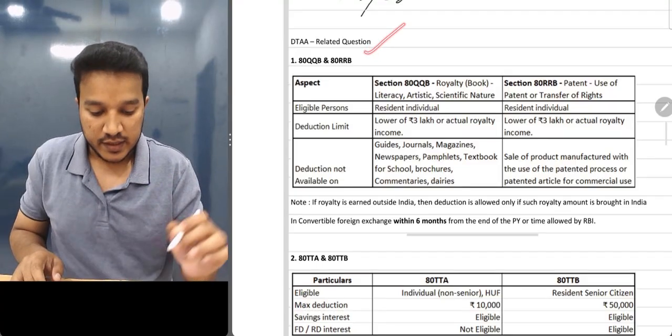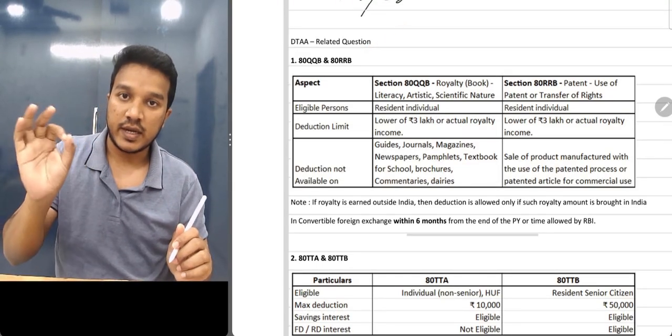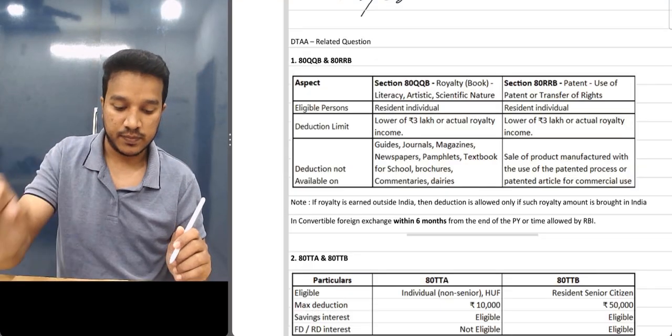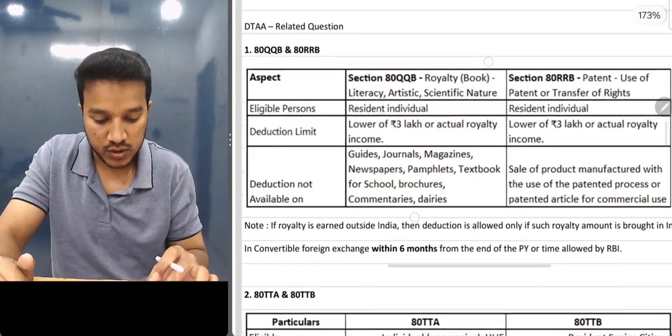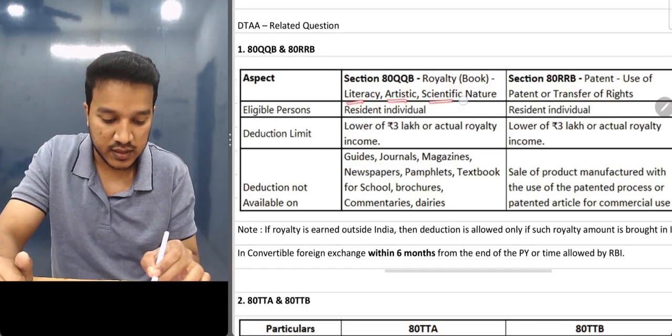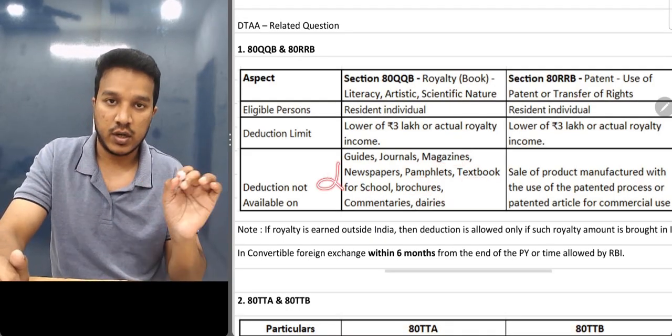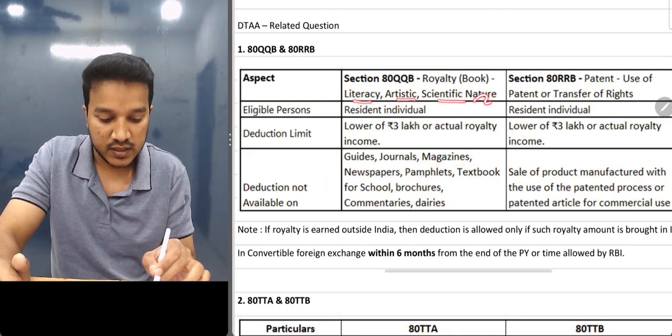Now comes the DTAA related question, 80QQB and 80RRB. Very important sections. For your DTAA question, you need these adjustments. Okay. 80QQB talks about royalty for books. What kind of books? Literary, artistic and scientific nature. If I'm writing any pamphlet, textbook or school books, brochures, magazines, then I'm not eligible. Only these three: literary, artistic and scientific nature.